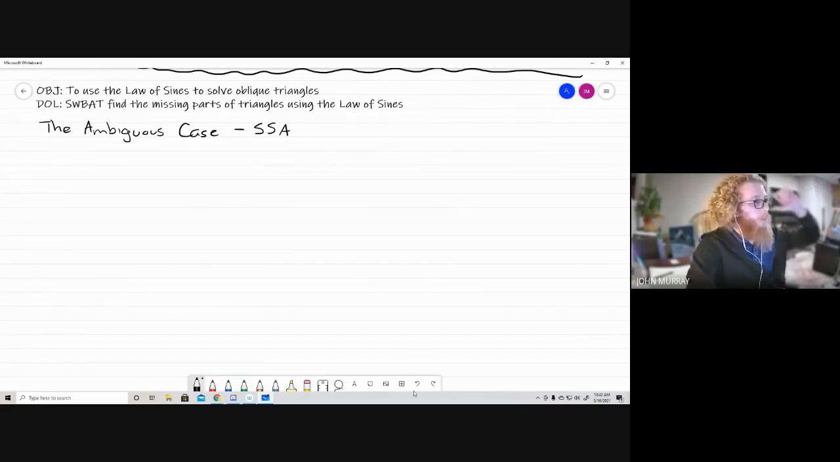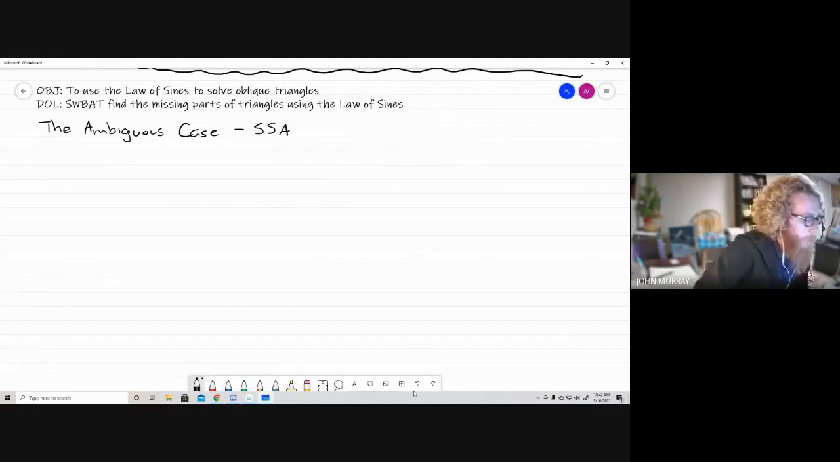Okay, so this is a little interesting. Side-side angle. Now, going back to geometry, we are not allowed to use side-side angle to prove congruence or similarity. It's not enough information to fill out the rest of the triangle.